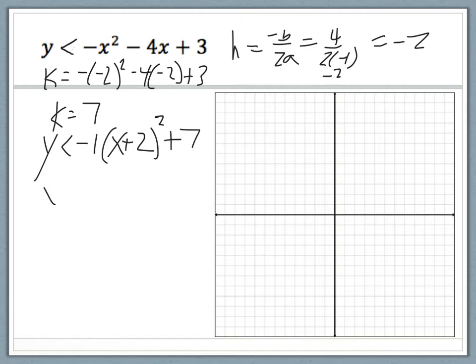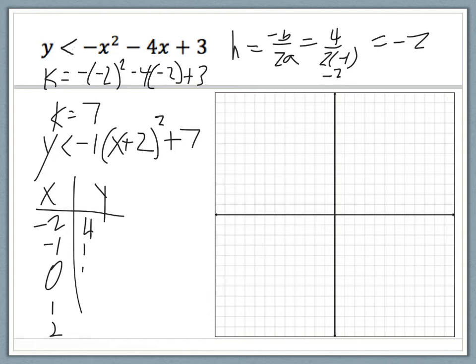All right, now I can go ahead and make my table. -2, -1, 0, 1, and 2. So then square those, so 4, 1, 0, 1, 4. Now my a value is -1, so I'm going to multiply all these by -1. So I get -4, -1, 0, -1, and -4. Okay. Now I notice that it's +2, so that tells me it's going to go to the left 2. The +7 is going to be up 7. And then this less than sign tells me it's going to be dotted since it's not equal to. Okay, remember, sometimes writing that helps us remember.